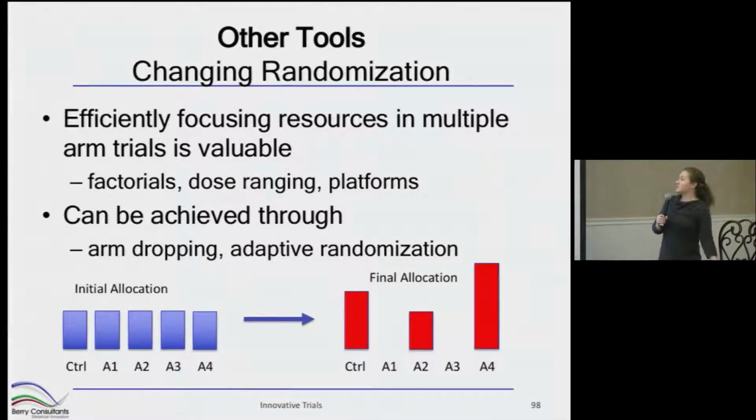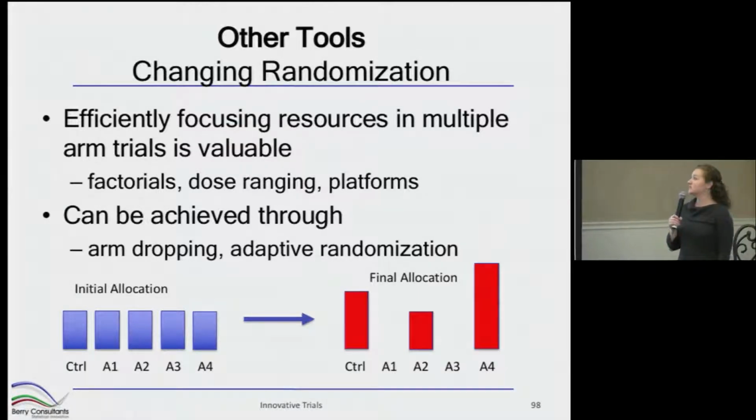All right. So the next topic is about changing the randomization ratio during the course of a trial. The idea is, instead of doing a 1-to-1 randomization, or if we have multiple arms, 1-to-1-to-1 randomization, we'd like to efficiently focus our resources on the arms that are most promising. The place where we'll typically see these is dose-ranging trials, for example. That's the example we'll talk about in a moment.